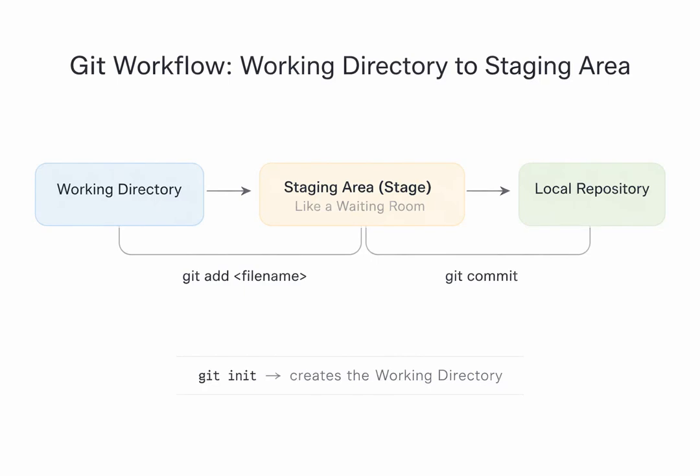Picking up right where we left off, let's walk through the core Git workflow step by step. When you run git init in a folder, Git sets up what's called a working directory. Think of this as your active workspace, the folder where you're actually writing and editing your files.